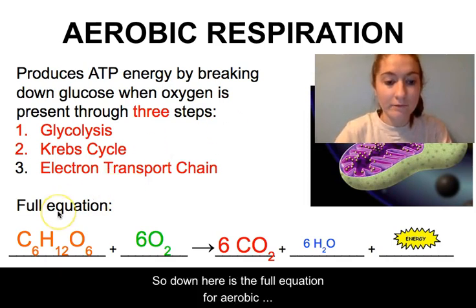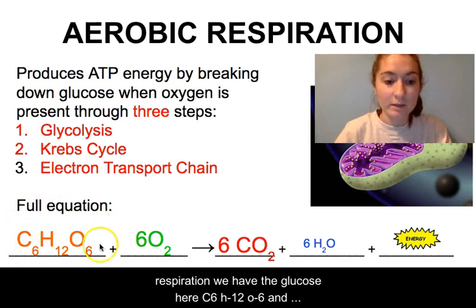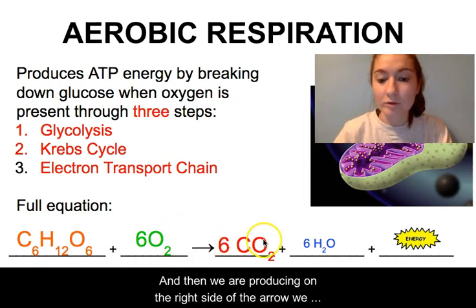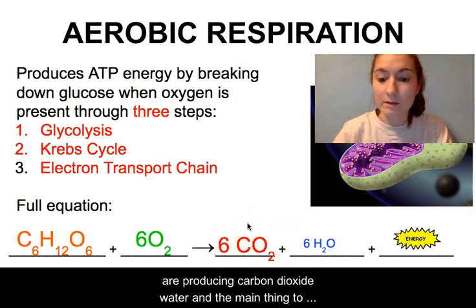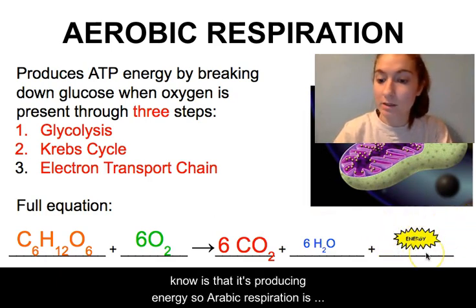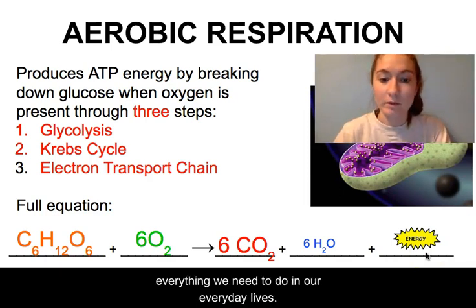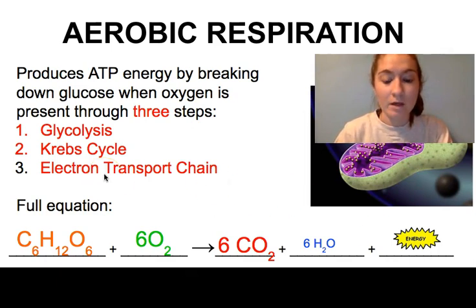Down here is the full equation for aerobic respiration. We have the glucose here, C6H12O6, and oxygen is being taken in. And then on the right side of the arrow, we are producing carbon dioxide, water, and the main thing to know is that it's producing energy. So aerobic respiration is how we get our energy. It helps us move around and do everything we need to do in our everyday lives. Your first keyword is respiration.